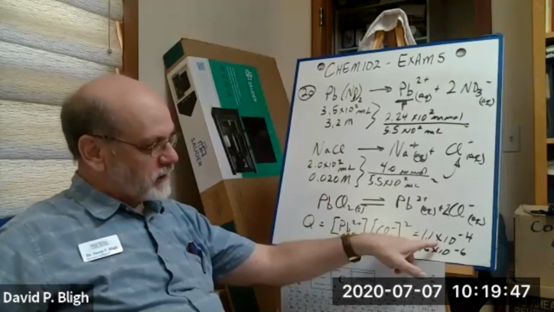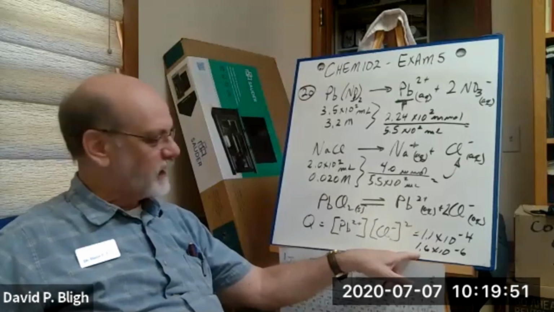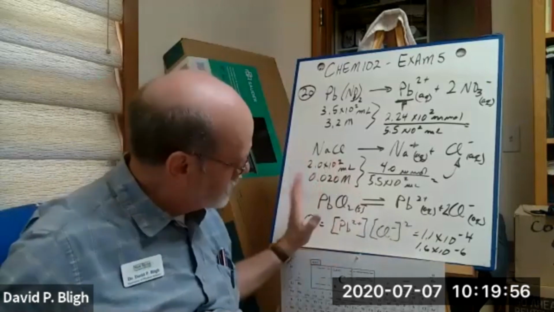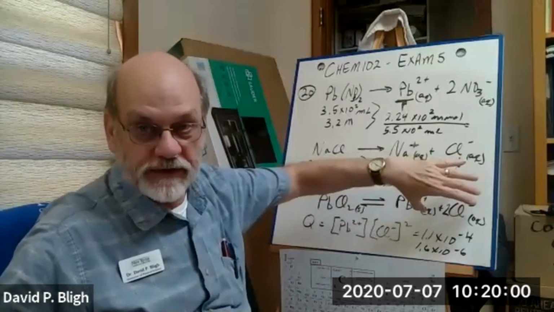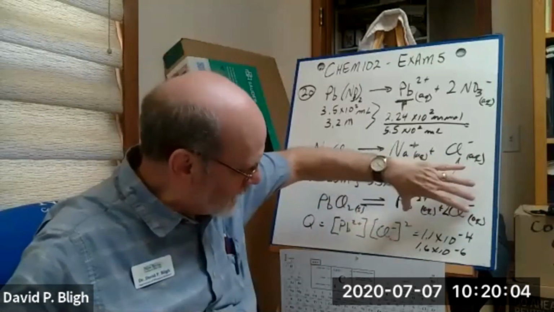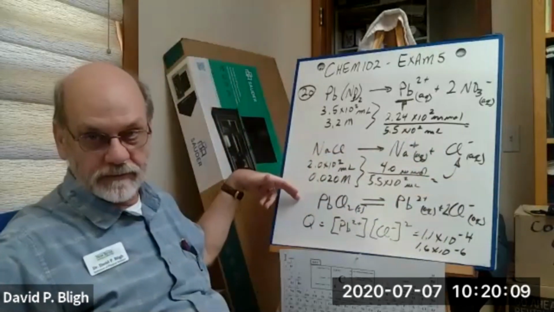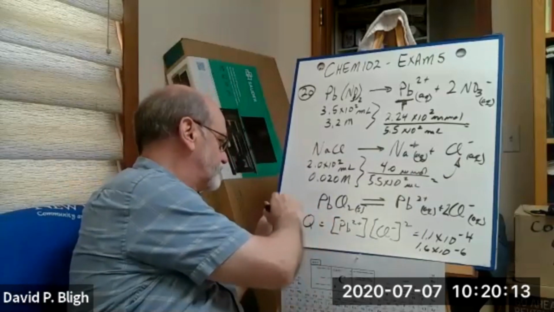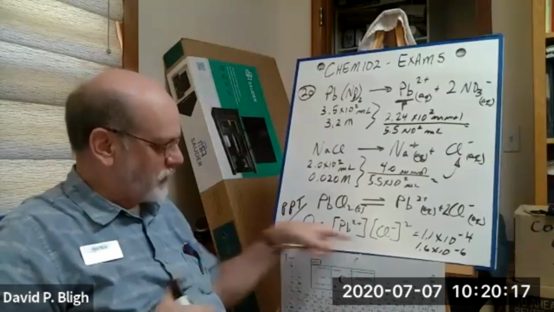If the Q is greater than the K, you get precipitation, because the Q tells you that you've got more on this side of that expression over here than you can hold in saturated solution. That says Q is bigger than K, so it's going to send some of it back this direction. So you will get a precipitate out of that, from that Q value.